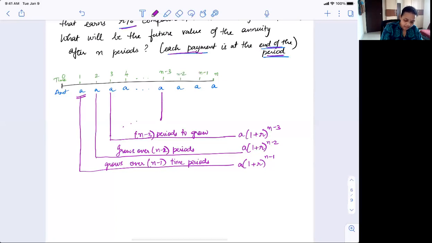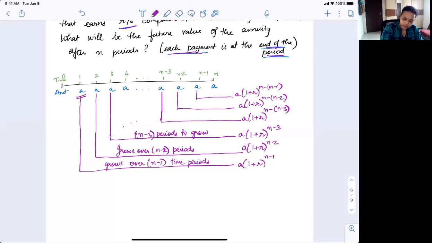So when you get to the payment that's made at time n minus 3, it's going to have n minus 3 periods to grow, whatever is left to grow. And then this will have n minus 2 periods to grow. This will have n minus 1 periods to grow. The last is just going to be what it is, or in other words, (1 plus R) to the power n minus n. It doesn't have any more periods left to grow, so it's just going to be the same amount.